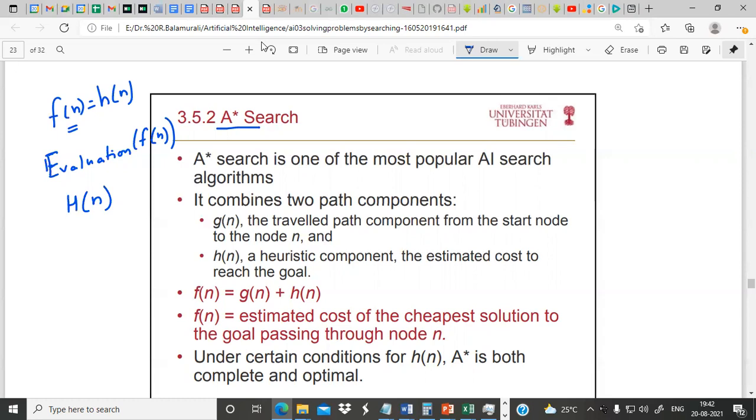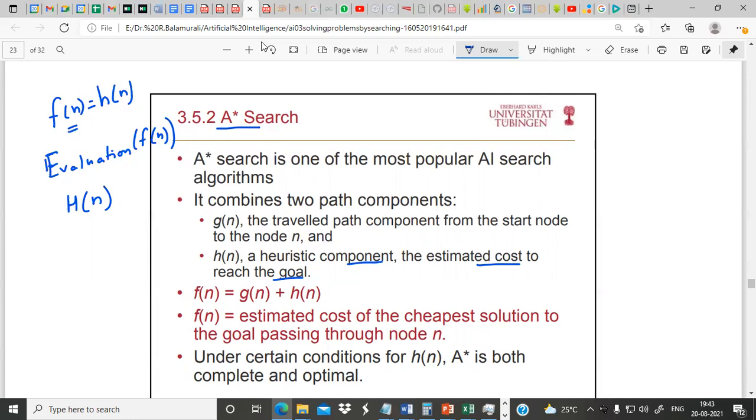But that is not the case with the A-star algorithm. It uses a different evaluation function of this form: f of n is equal to g of n plus h of n, where h of n is the estimated cost from the current state to the goal state. So h of n is the heuristic component, and g of n is the actual cost from the initial state to the current state.